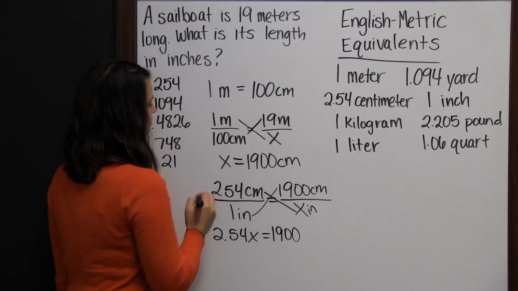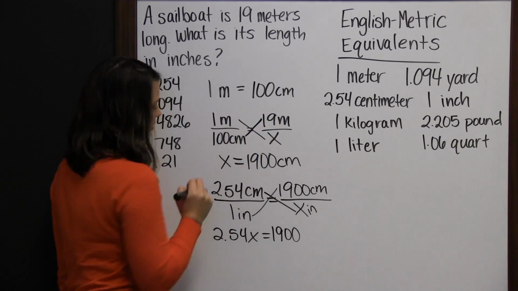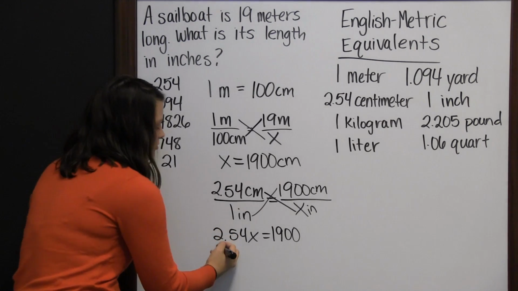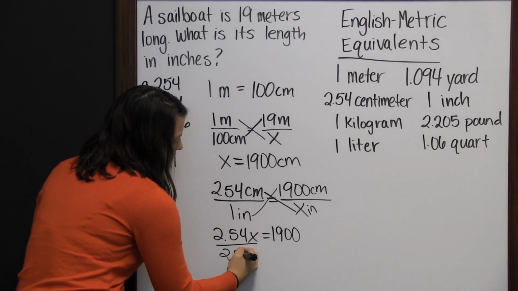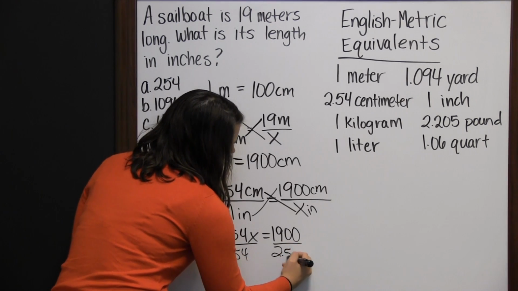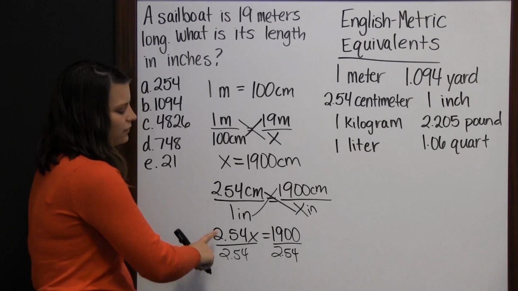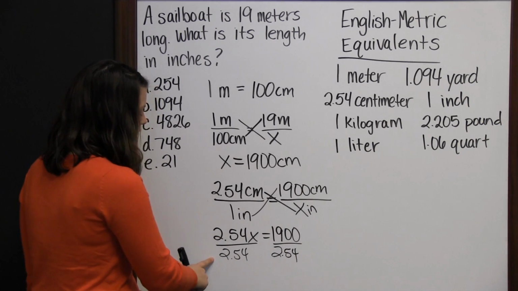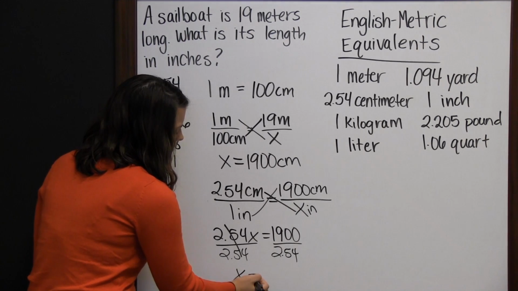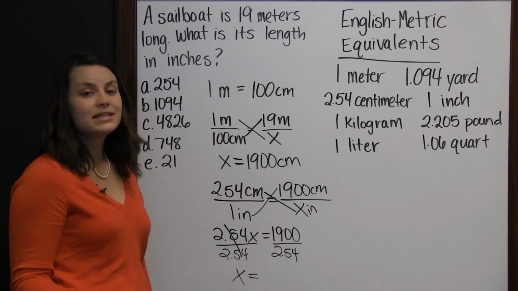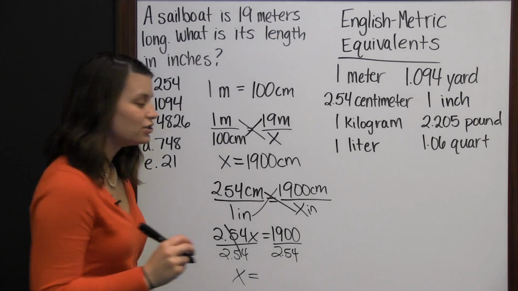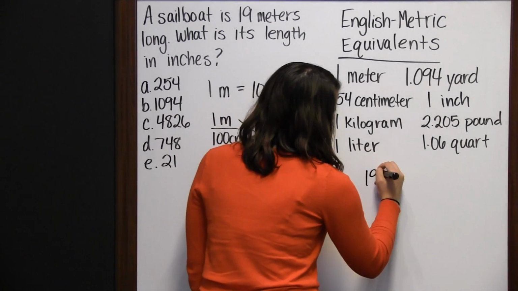And I forgot to put my little line up here, so I'll do that. And now we need to solve for x, which means dividing both sides by 2.54. 2.54 divided by 2.54 is 1, times x is x, and that equals 1900 divided by 2.54. So we need to do some division.